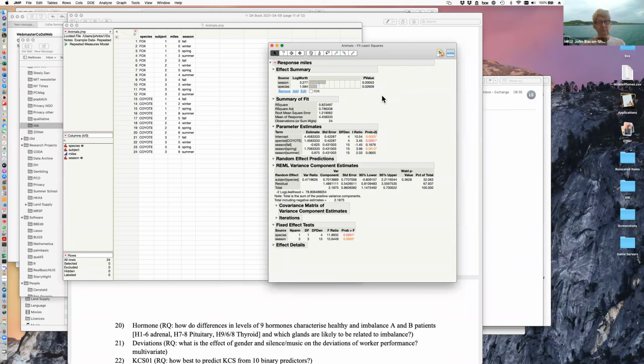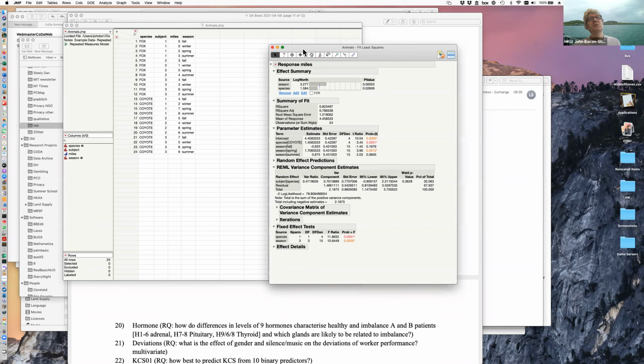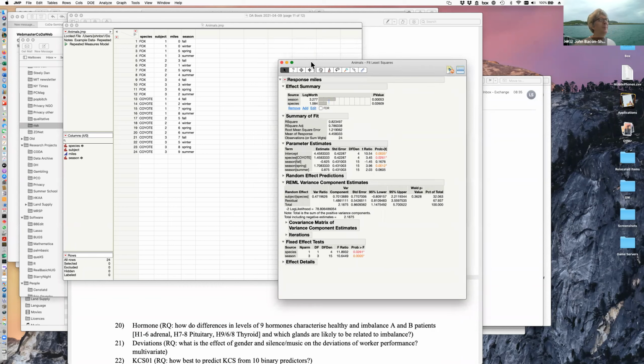Okay, so that one is not that complicated once we have realized that we cannot use that approach. So the real lesson here is you need to be very careful when you've got repeated measurements on the same individuals. You should be accounting for that with a random effect model.